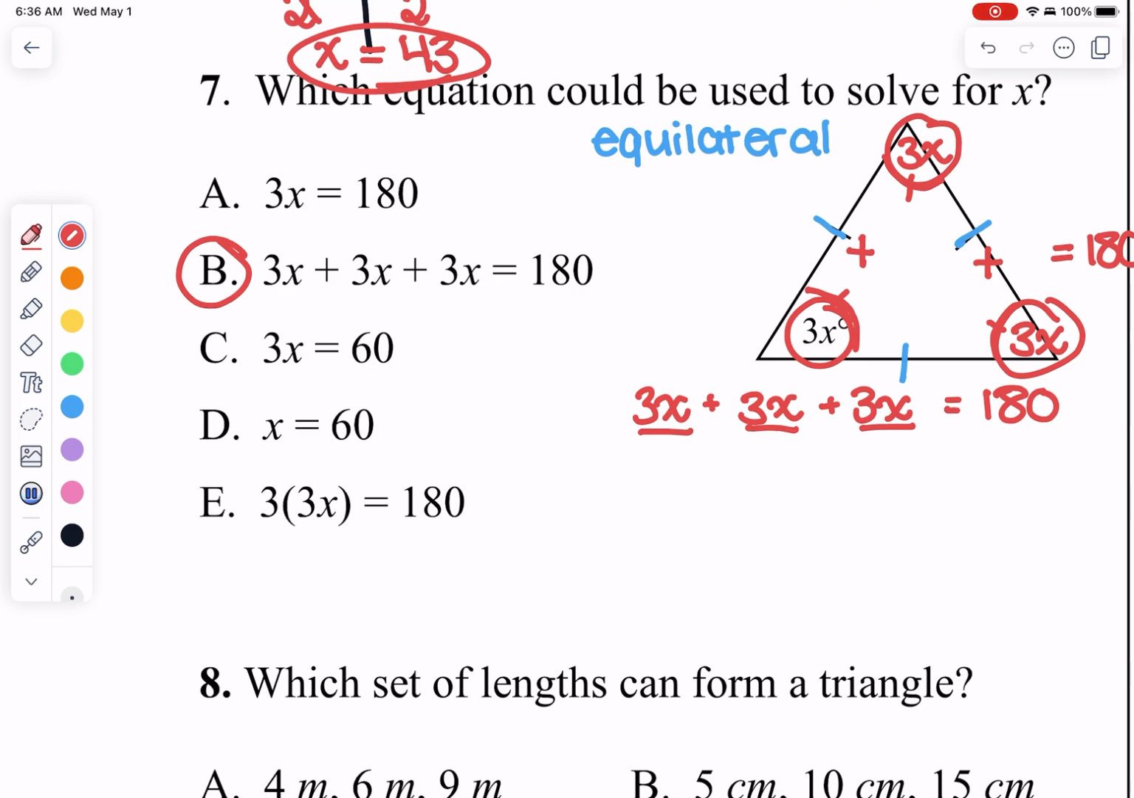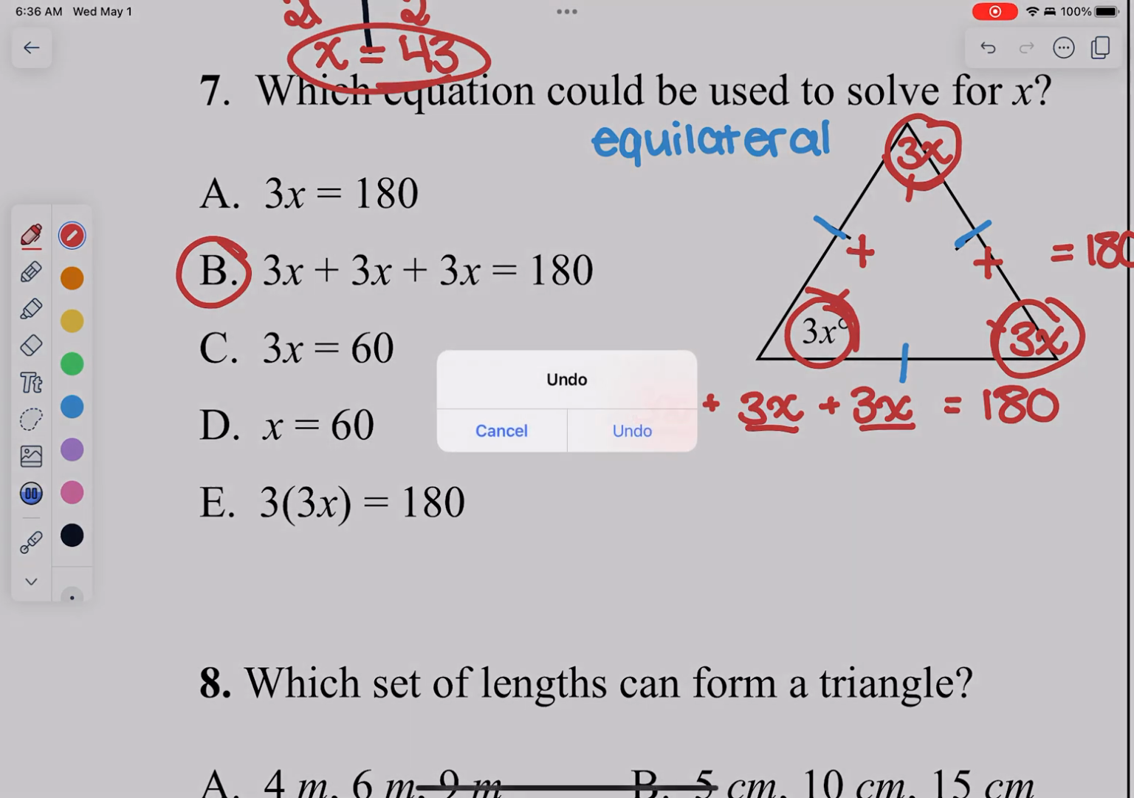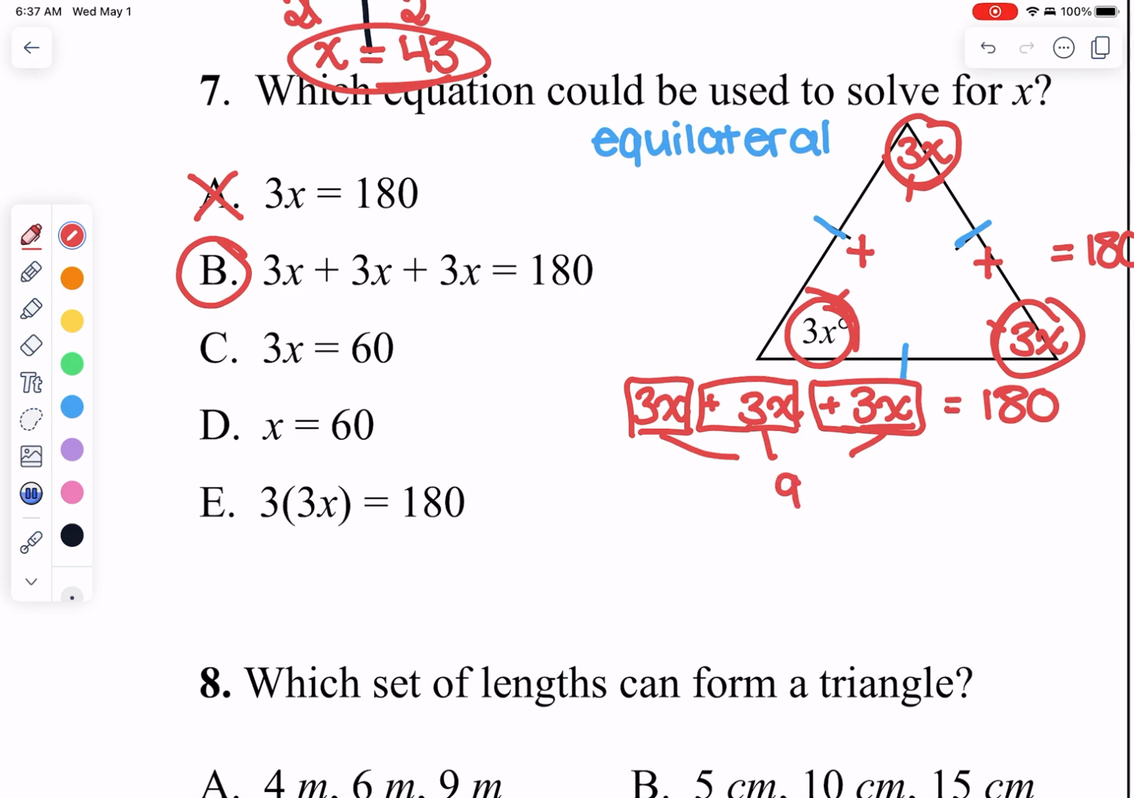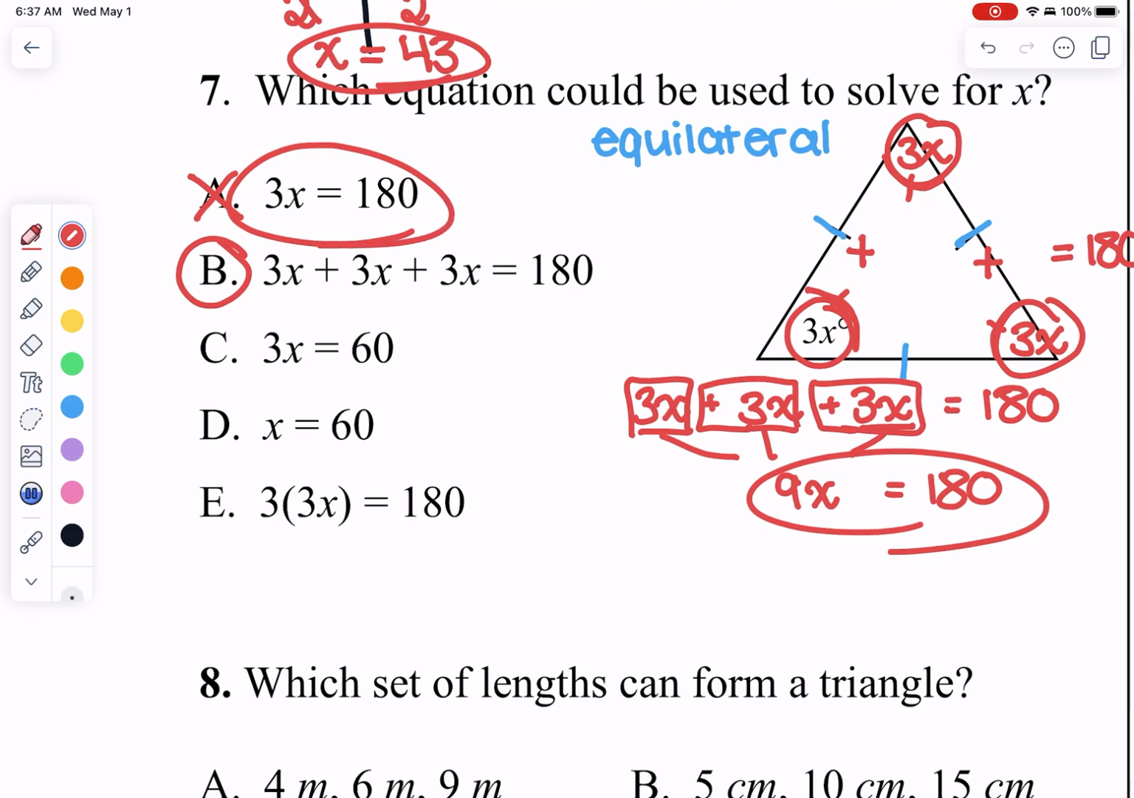What else do we have? 3x equals 180. Well, that doesn't make any sense because that would be totally ignoring these other 2 angles. If I combined these 3 together, 3x plus 3x plus 3x, would give me 9x equals 180. If 9x equals 180, can 3x equal 180? Everybody says, no way, Miss Majorana. No way. All right. At this point, I say we solve for x.